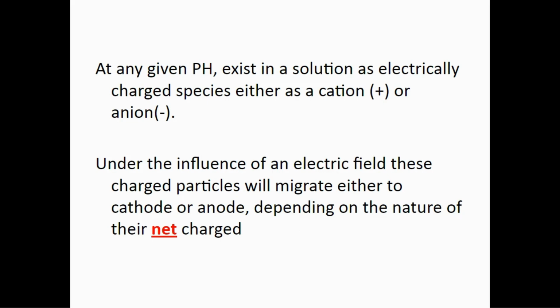At any given pH, a protein exists in a solution as an electrically charged species, either as a cation or anion. Ionizable groups present in the protein molecules are electrically charged, and as I told you earlier, they are either cations or anions. At any given pH under the influence of an electrical field, these charged particles tend to migrate either toward a cathode or anode, depending on the nature of their net charge.